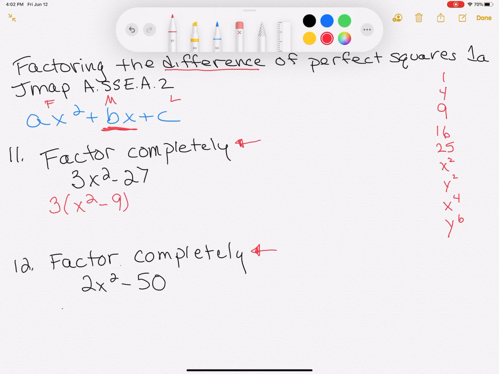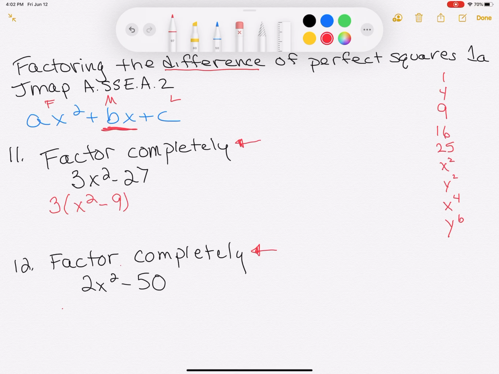So this is why you need those words factor completely, because we did factor it. 3 times the quantity x squared minus 9 will give you 3x squared minus 27 back, but we didn't factor it completely. So we do have to go further with another strategy. Now this is where you look to the inside of the parentheses. That quantity is x squared minus 9. There's two terms, minus sign in the middle. I'm looking for the difference of perfect squares.